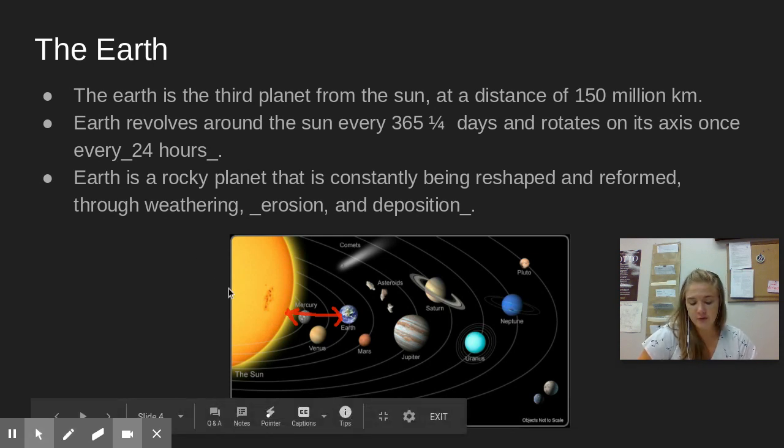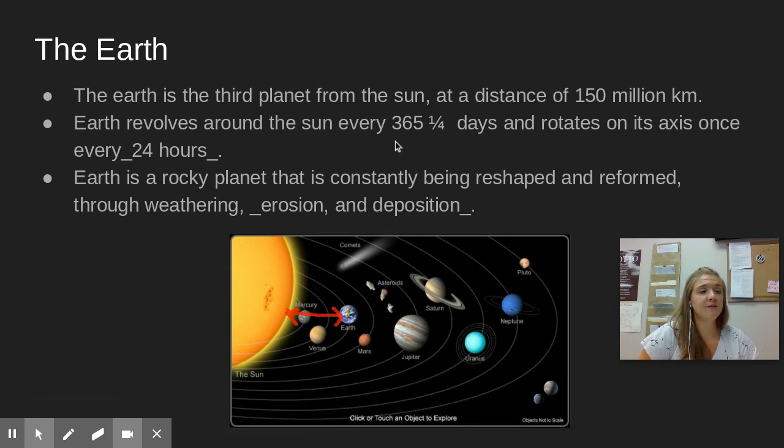Also, we know the Earth revolves around the sun every 365 and 1/4 days. Don't forget that 1/4, right? That's what makes up leap year and gives us a leap day on the 4th year. So it revolves around the sun every 365 days and rotates on its axis once every, you should be able to fill that in without having the answer here in the slide, 24 hours.